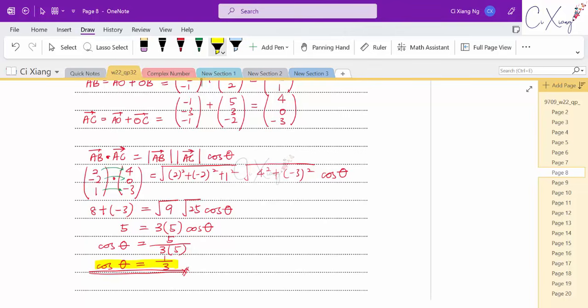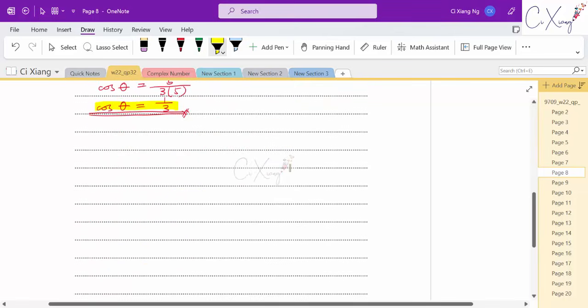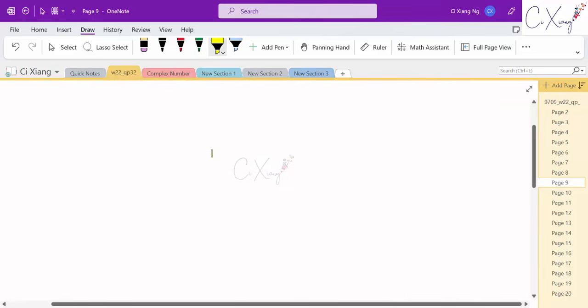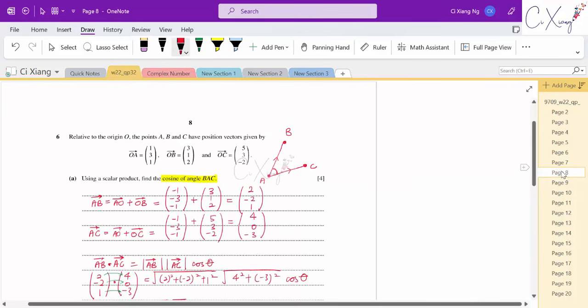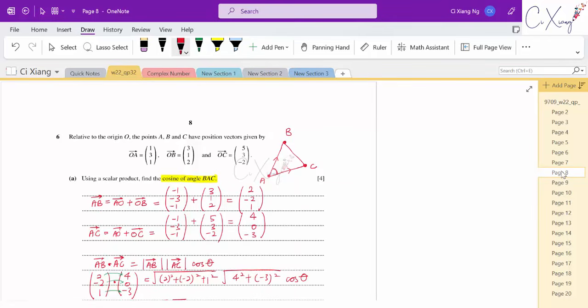Okay, then now we can proceed to part B of question number 6. For part B, they want us to find the area of triangle BAC. Give your answer in a simplified exact form. Like what we mentioned just now, if we want to get the area for the triangle BAC, we can use the formula half AB sine C. That's a general equation that you can use.